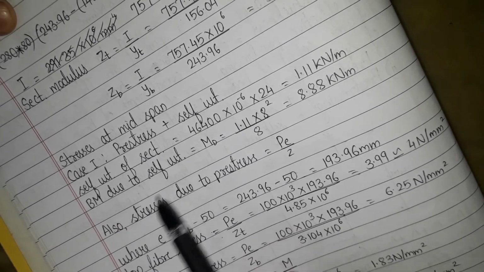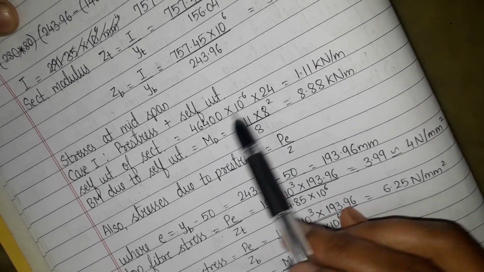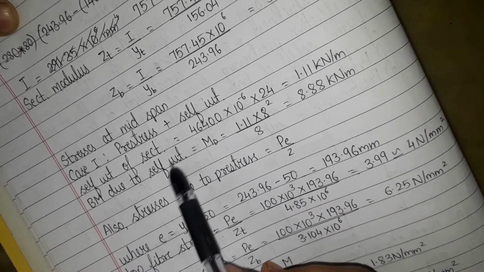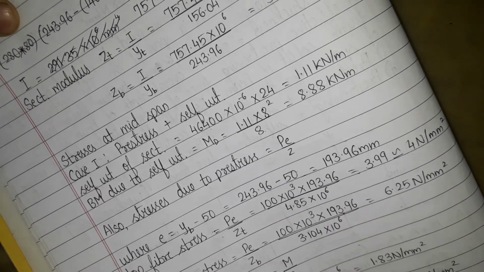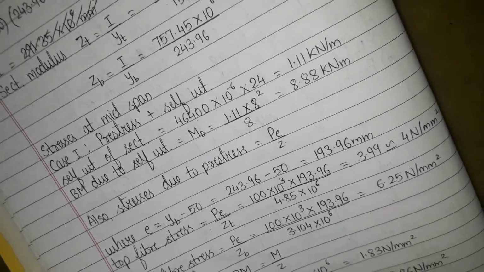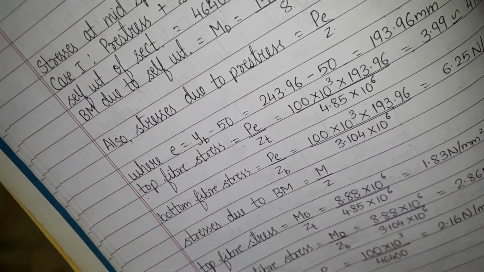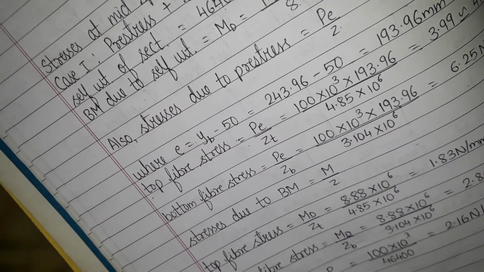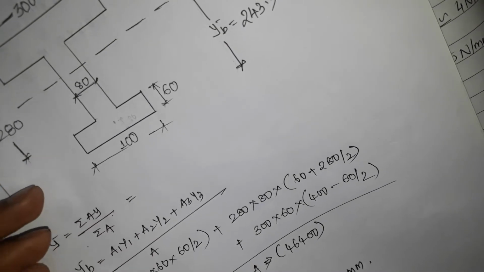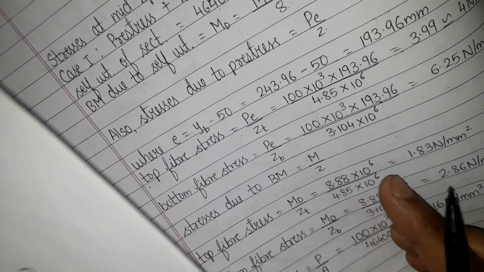The self-weight of the section we have already calculated, that is area into density. The area we have calculated, into density, is 24. Then the bending moment due to self-weight is WL square by 8, where L is 8 meter. Then due to pre-stress, P into E by Z. So E we can easily calculate here. The cable is located at a distance of 50 mm.